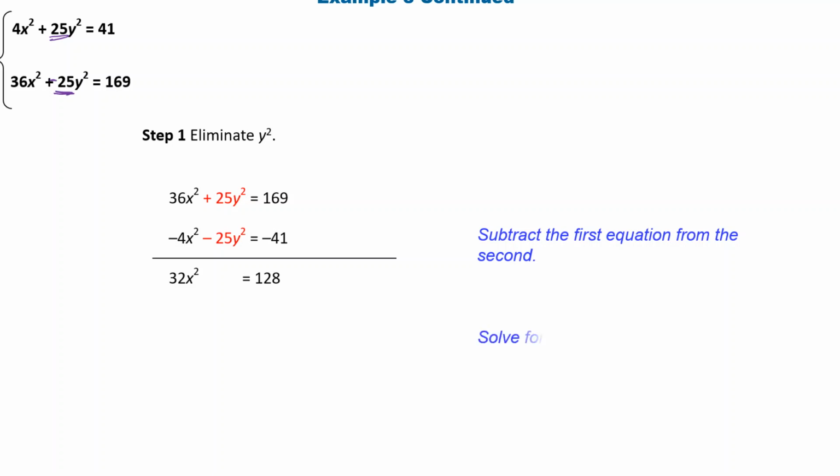Now that's not too hard, so the next thing I just need to do is solve for x. So I'm going to divide both sides by 32. I end up with x squared equals 4, so x equals plus or minus 2. So that's really helpful for us. So now we have some x's.